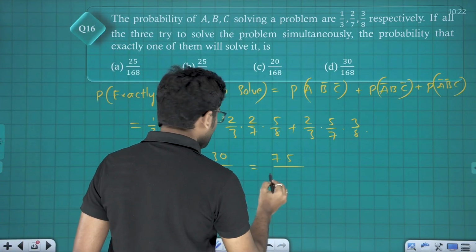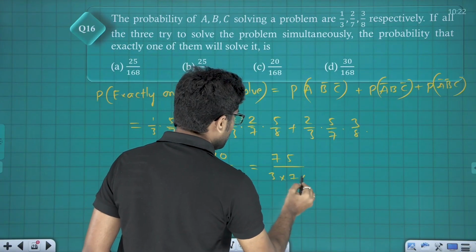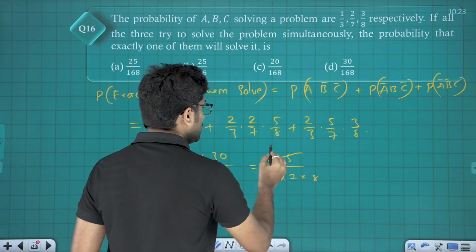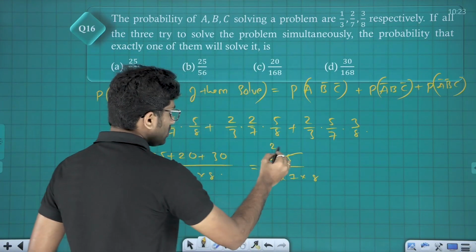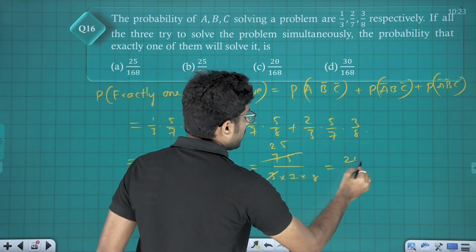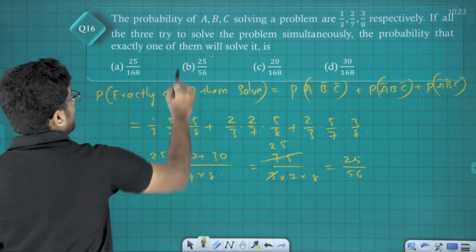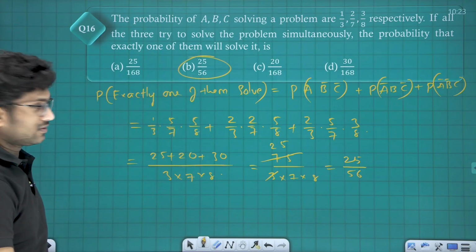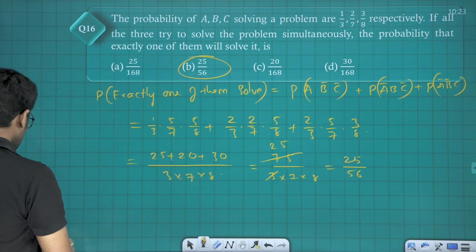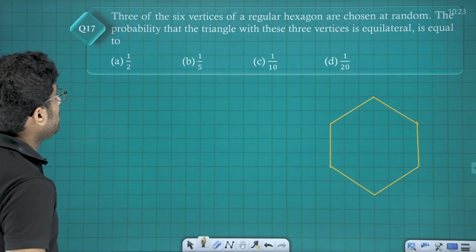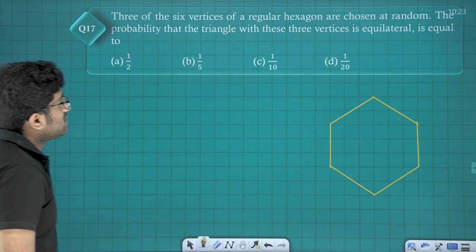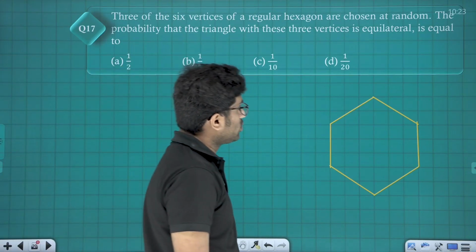So 75 divided by 3 into 7 into 8. 3 ones are 3, 3 fives are 15, so 25 divided by 7 eights are 56. 25 divided by 56 will be our answer. Clear? Next question. Three of the 6 vertices of a regular hexagon are chosen.